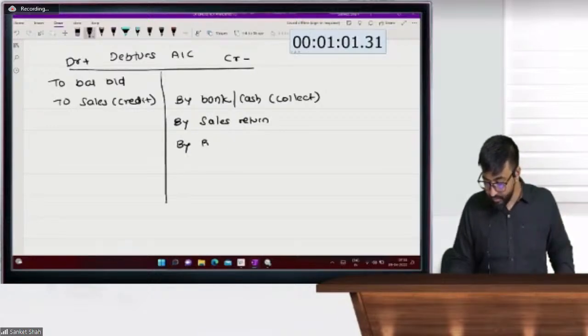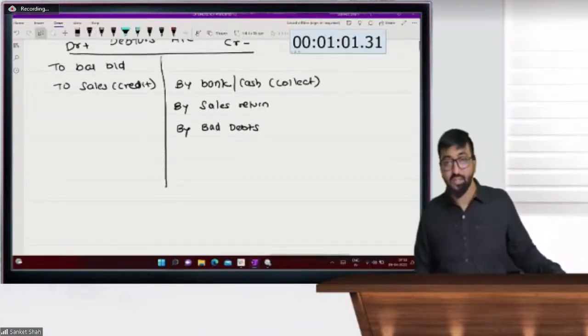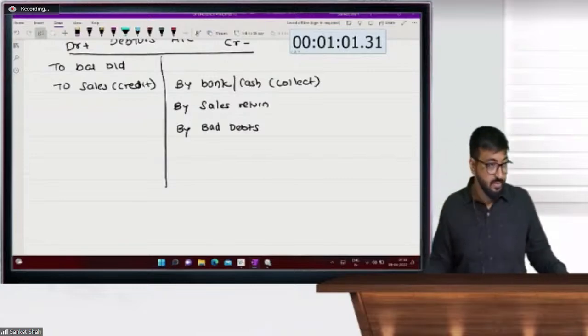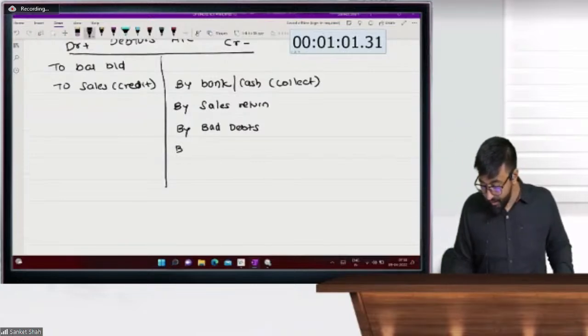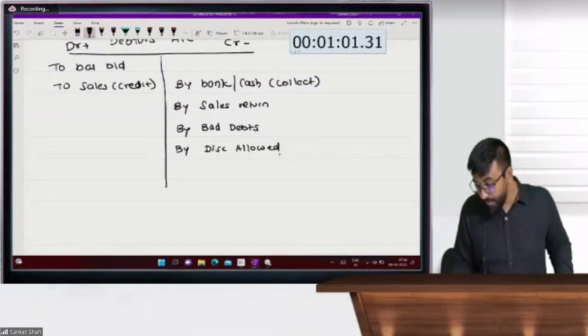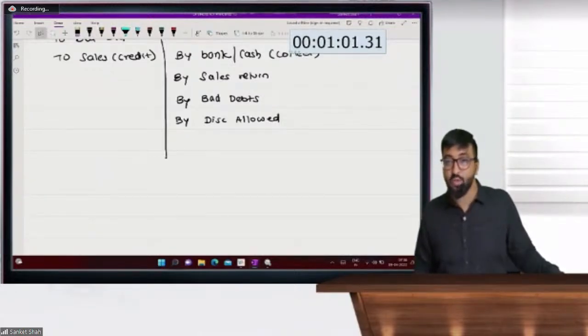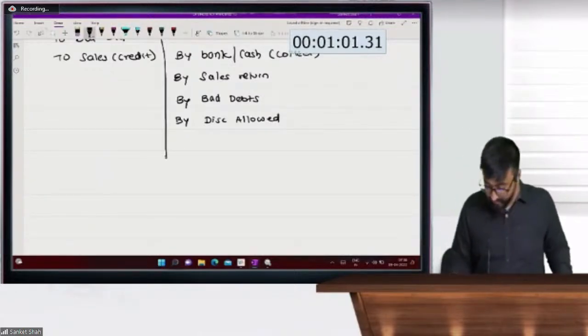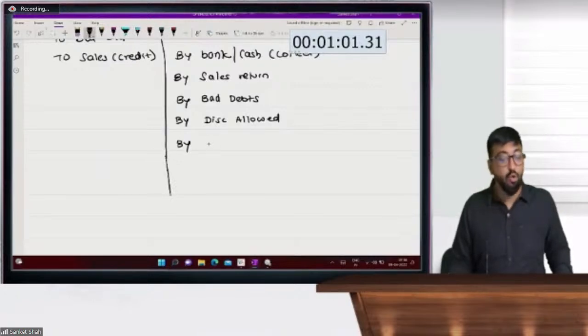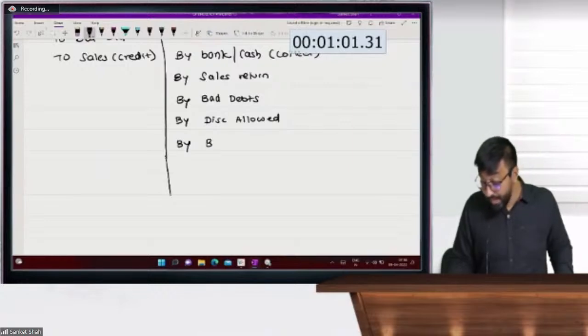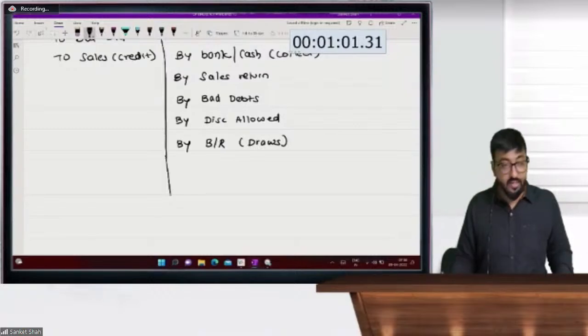By bad debts. Bad debts will decrease your debtors. By discount allowed. So when you allow discount, your debtors balance is going to decrease. By, discount allowed के बाद क्या आएगा बेटा? Bills receivable. When you draw a bill, it is bills receivable.